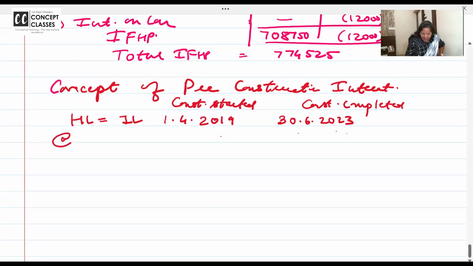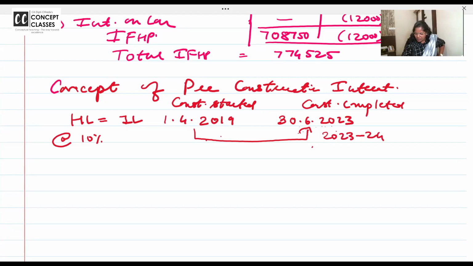I have taken a housing loan of 1 lakh at the rate of 10% interest. Am I incurring interest during this period? Yes or no? Yes, right. But is there any rental income here? No. Ma'am, the house is not ready. How can you get the rental income? The moment my house was ready on 30 June 23, then in 23-24, I will start getting the rental income.